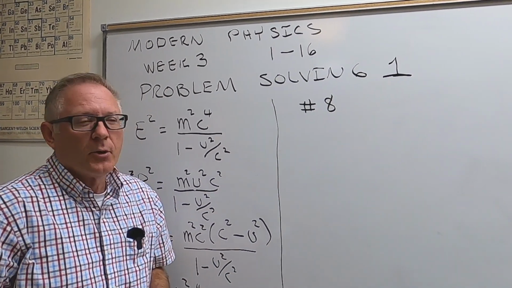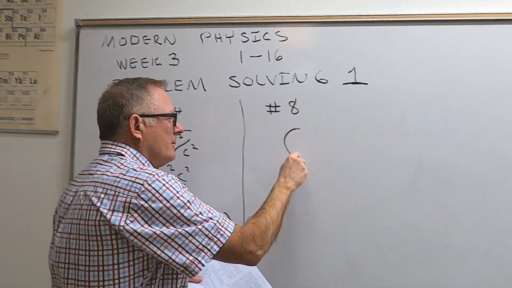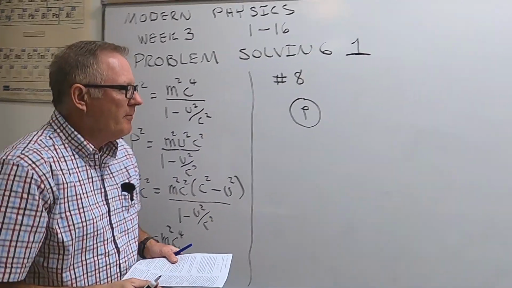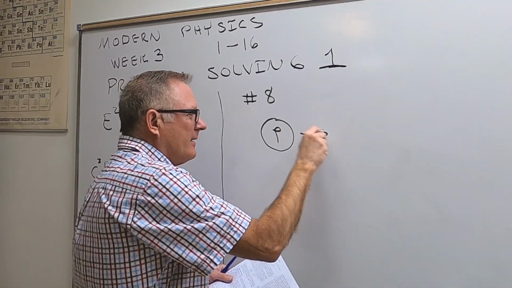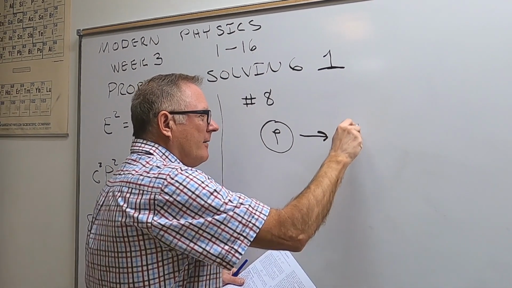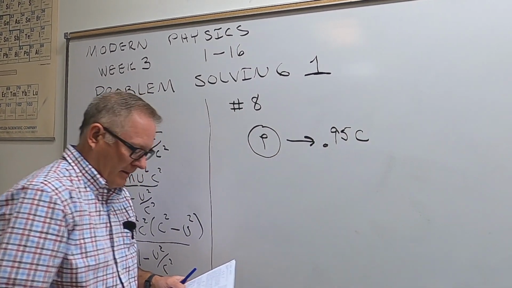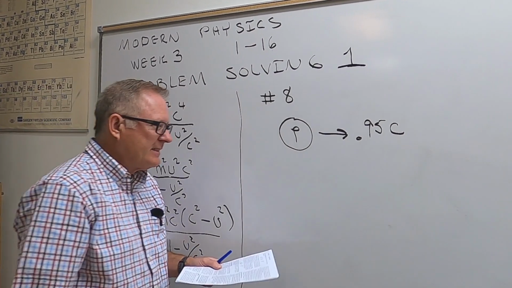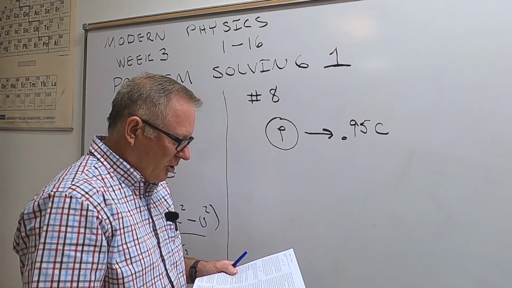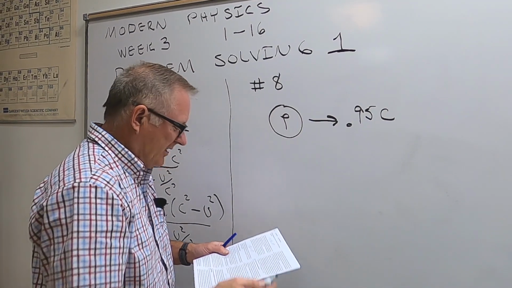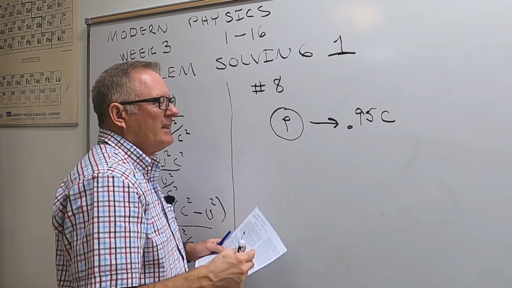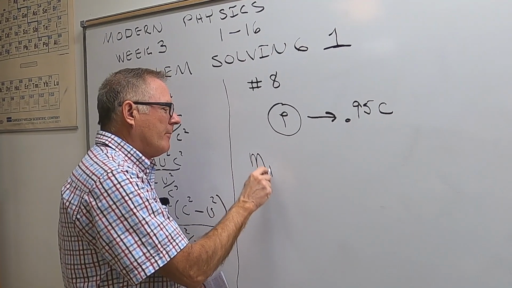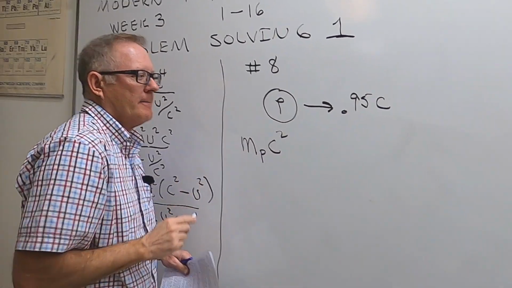They say a proton moves at a speed of 0.95c. And they say calculate, first of all, its rest energy, its total energy, and its kinetic energy. So when they say calculate its rest energy, they just mean mc squared, m of the proton c squared.